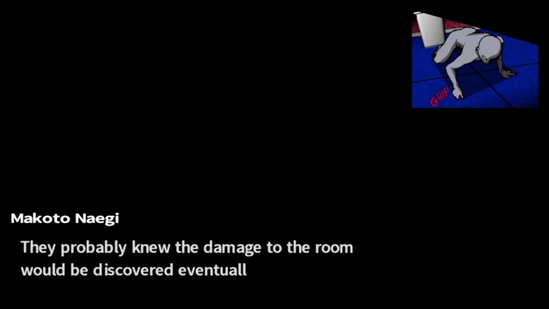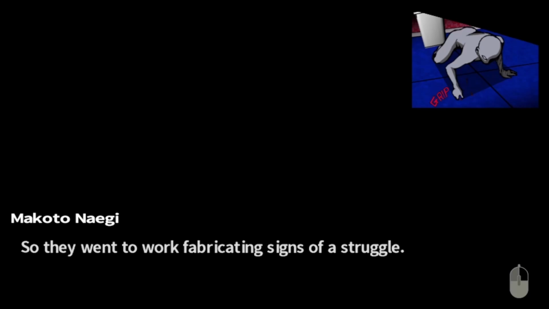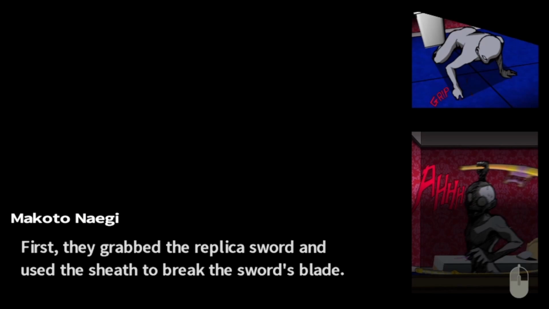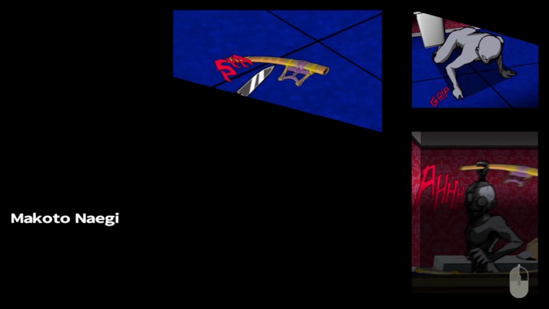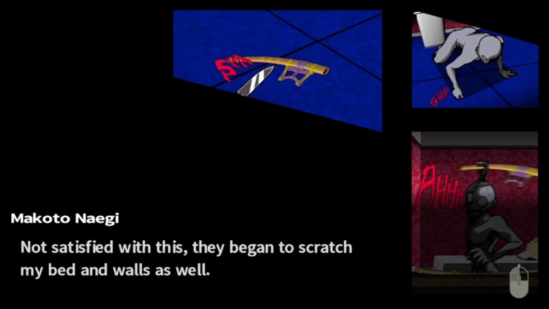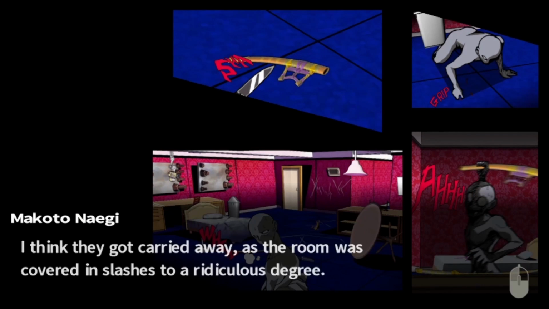They probably knew the damage to the room would be discovered eventually, especially when it came to the bathroom door, so they went to work fabricating signs of a struggle. First, they grabbed a replica sword and used the sheath to break the sword's blade. Then, they scratched the sword sheath with the kitchen knife. Not satisfied with this, they began to scratch my bed and walls as well. I think they got carried away, as the room was covered in slashes to a ridiculous degree.